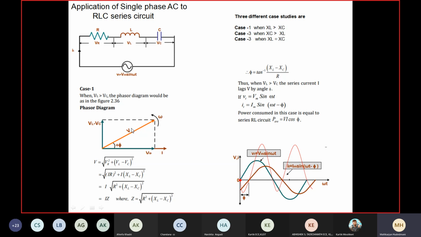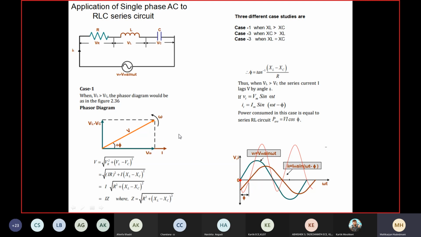This triangle, which is V equal to I into Z, there is an impedance in the I into Z. Here it is I into R. Here it is I into XL minus XC. Then if I take this triangle in terms of impedance format, I into Z, I into R, I into XL minus XC, I you cancel from all the three sides. What remains is the hypotenuse is Z, the adjacent side is R, and opposite to this angle is XL minus XC.